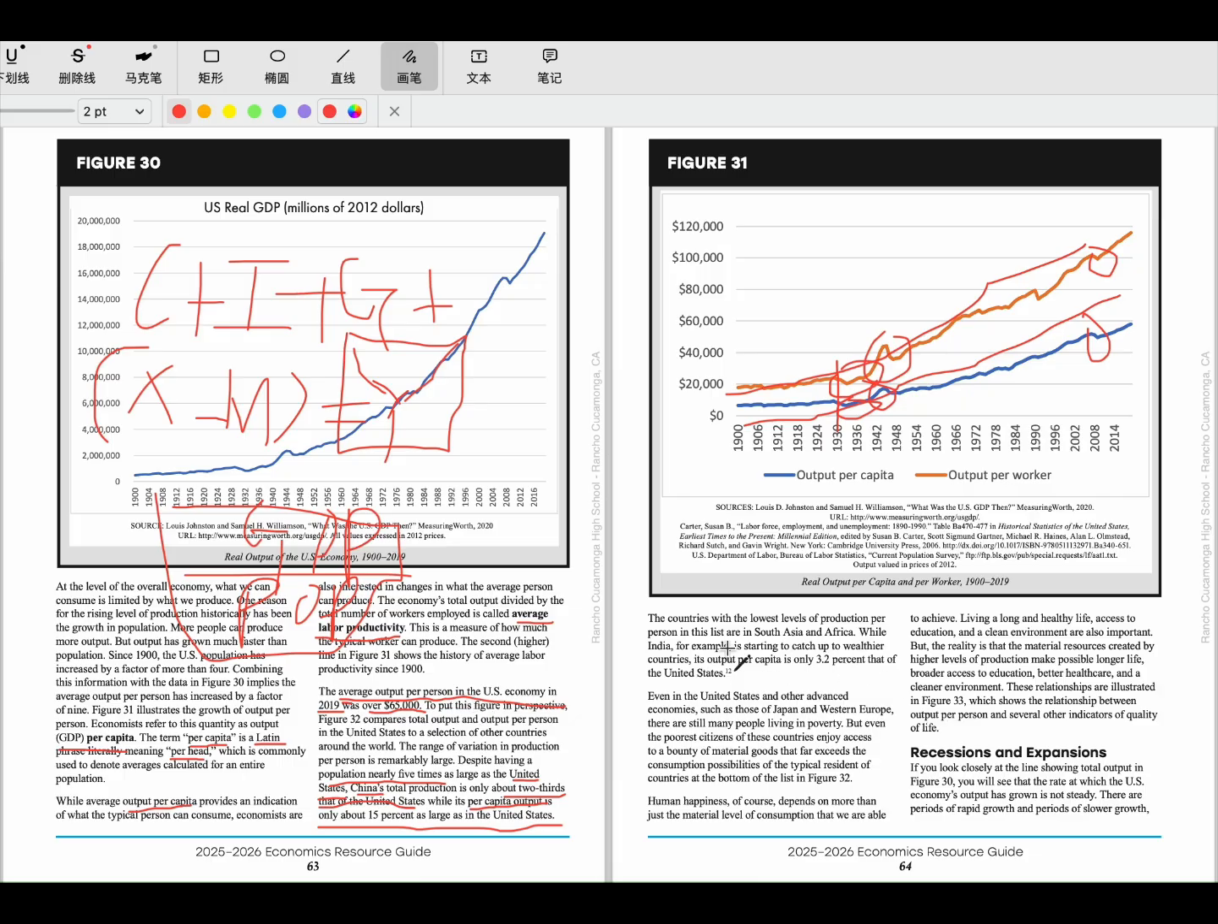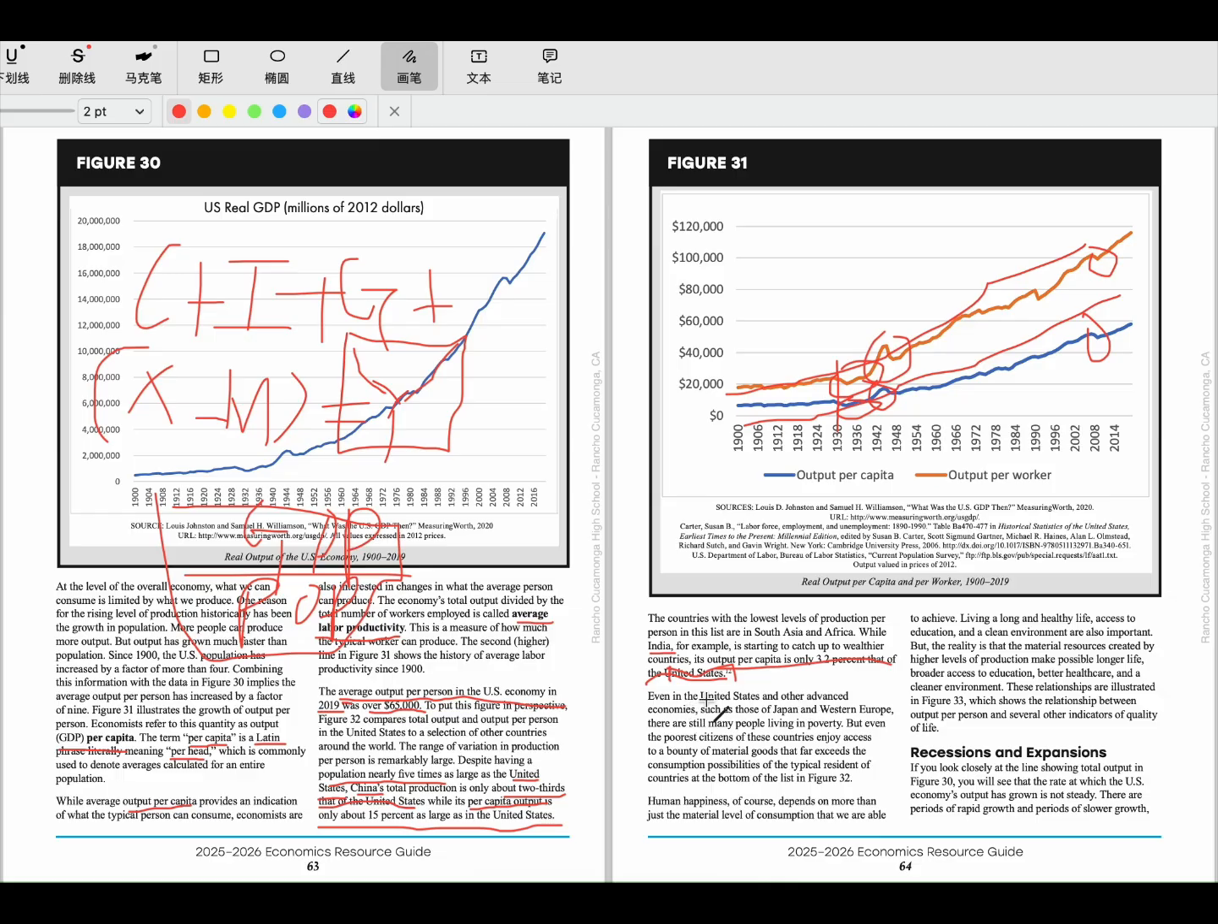And if you compare it to an even, well, technically they're the most populous country now, India, their output per capita is only 3.2% that of a person in the United States, even worse. So that's a comparison between developing countries and the developed country of the United States.